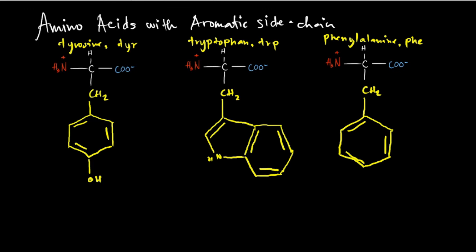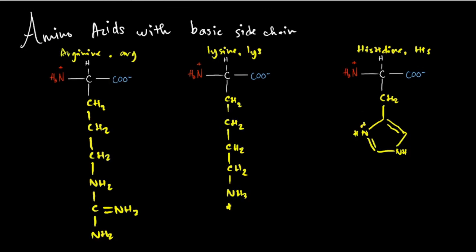So again, we have here amino acids with aromatic side chains. These are also different from each other, no? Our tyrosine is polar. Tryptophan is also polar. But the phenylalanine is non-polar, because it has no other atoms connected to it like nitrogen or sulfur or oxygen. So we also have amino acids with basic side chains. They are basic due to the presence of amino groups. We have the arginine, lysine, and histidine.